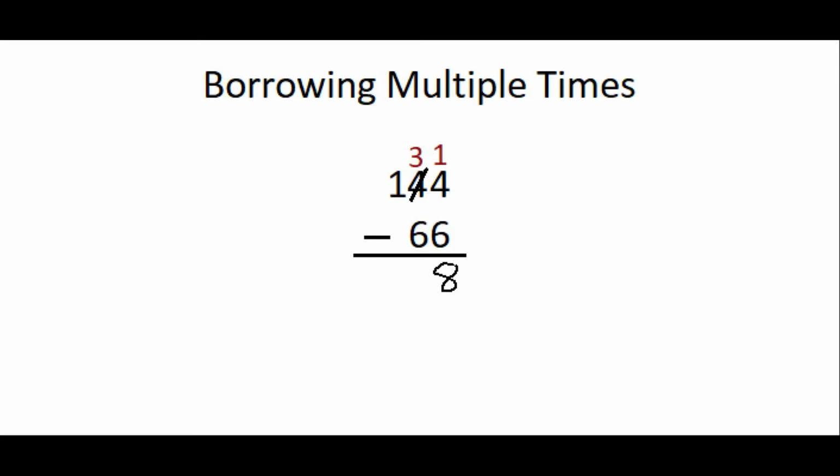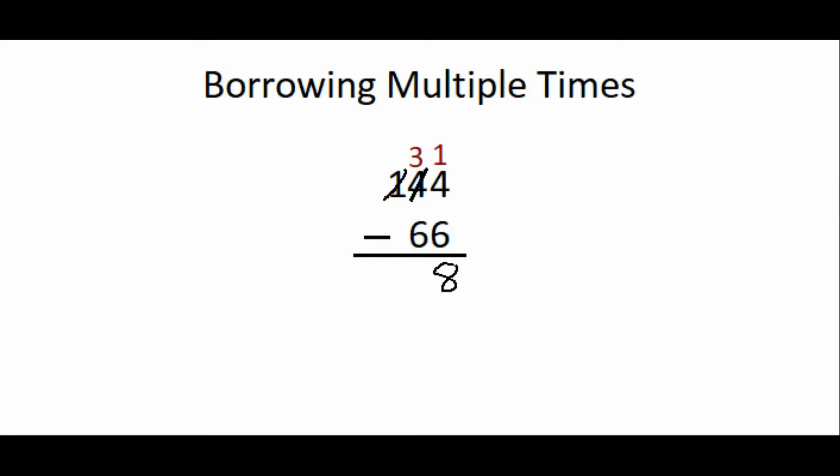Let's continue. Next, we have 3 minus 6. 3 cannot take away 6 because 6 is actually bigger than 3. So we must first make 3 big enough to subtract 6. Therefore, we have to borrow 1 from the next number in the hundreds column.